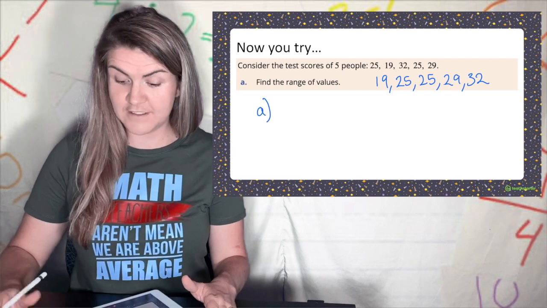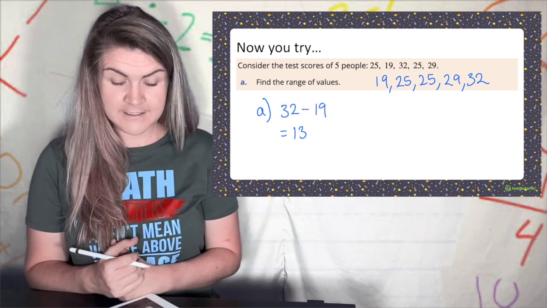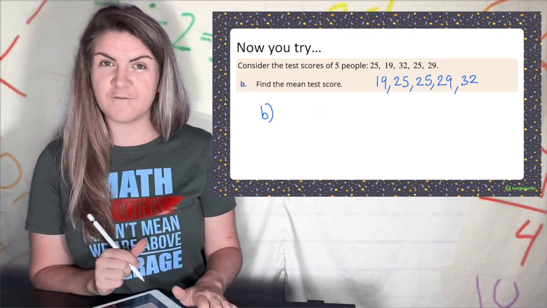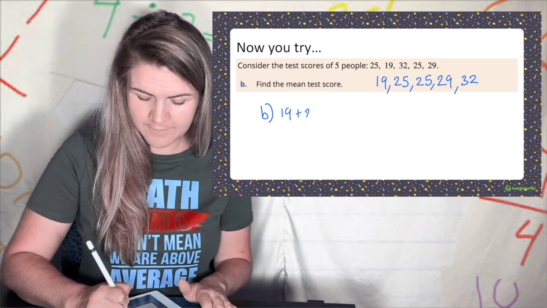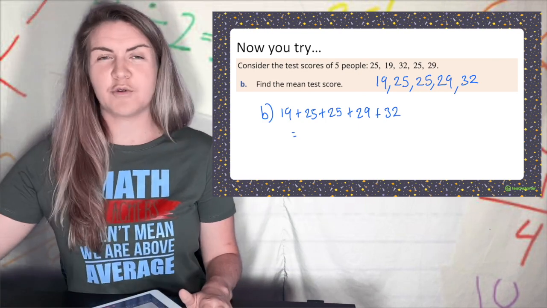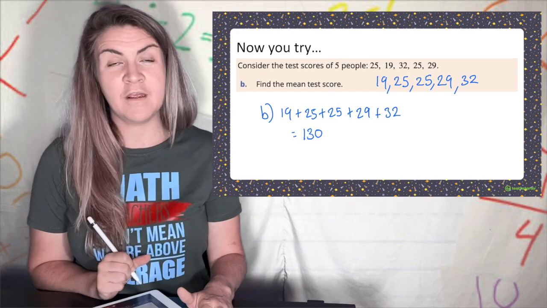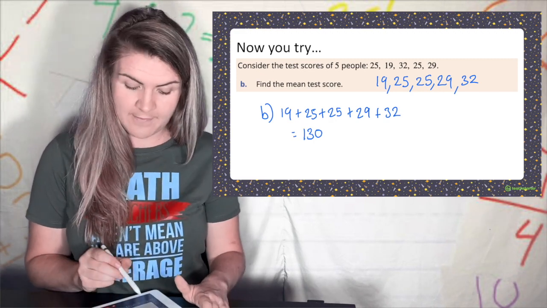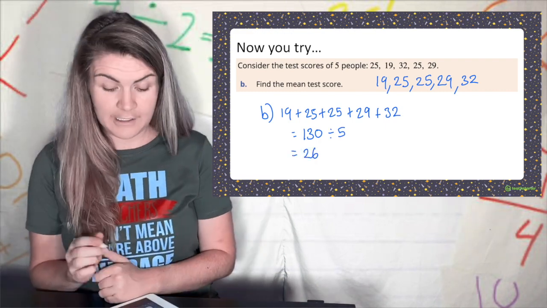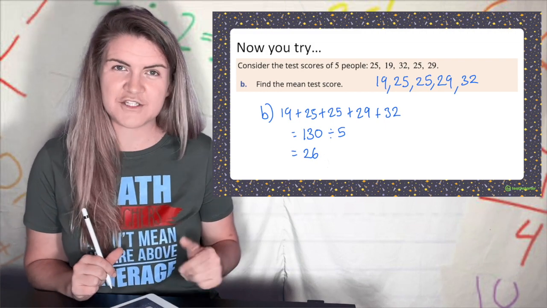A, find the range of data. That is the highest, take away the lowest. 32 take 19 is 13, so these test scores have a range of 13. B is find the mean, which means I need to add all of these numbers together. I'm going to use a calculator to do that and figure out it's 130. Now, how many numbers have I added together? 1, 2, 3, 4, 5. It's 5, so I'm dividing by 5. 130 divided by 5 is 26, so the average for this test score is 26.